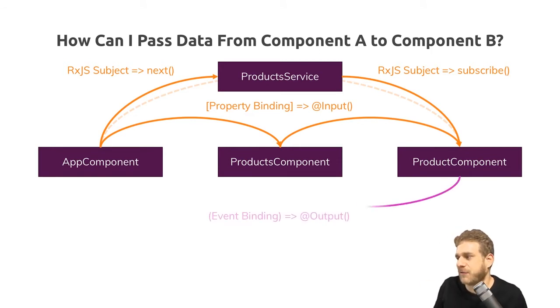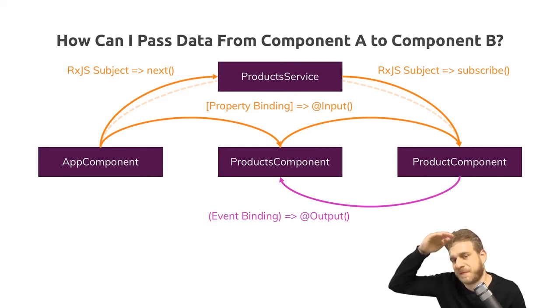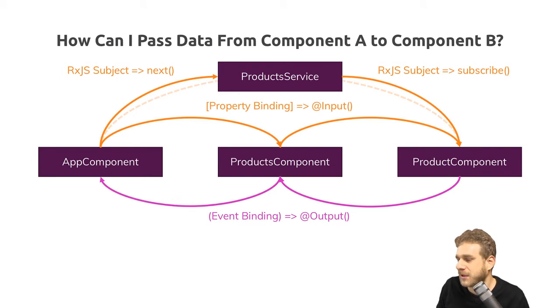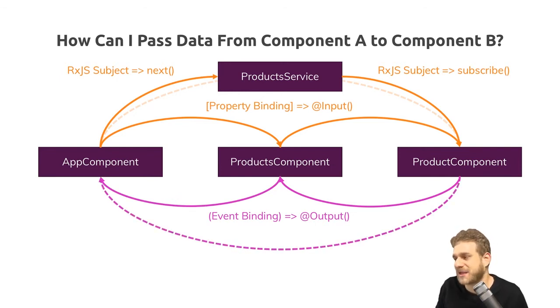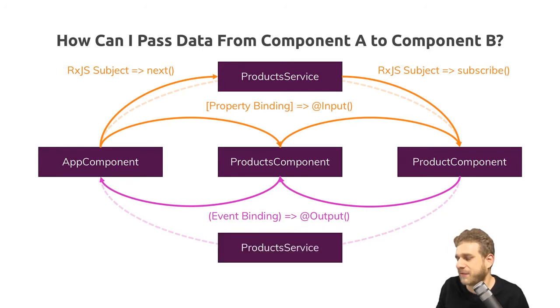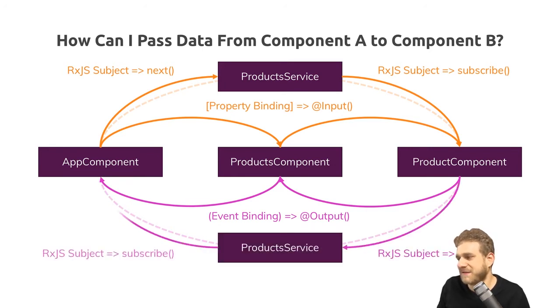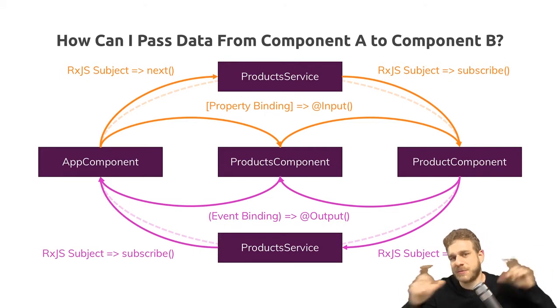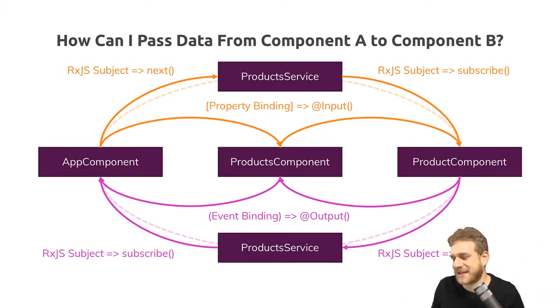And this also works the other way around. We can emit our custom events to pass data up from a child to a parent component, but emitting an event from product component to app component directly is not possible. But again, we can use a service with a subject to emit an event and listen to it in another component. So this is how we can communicate between components and pass data around.